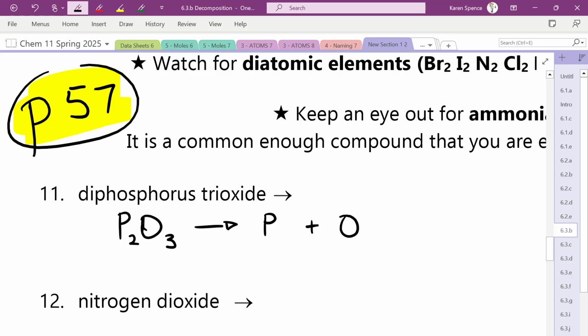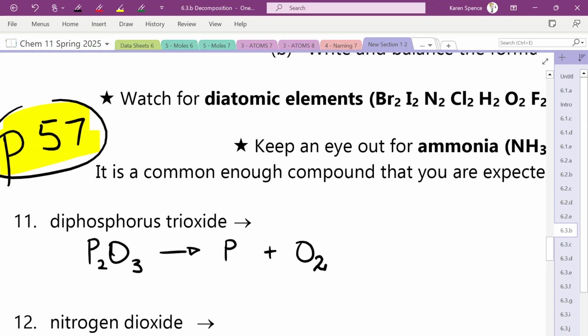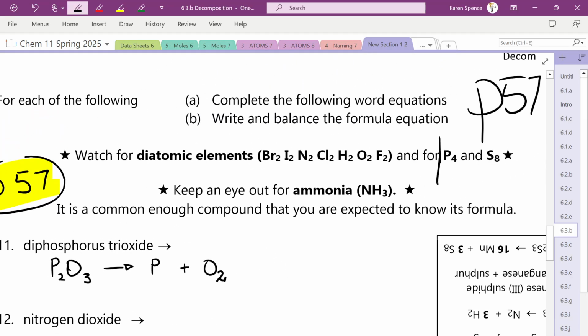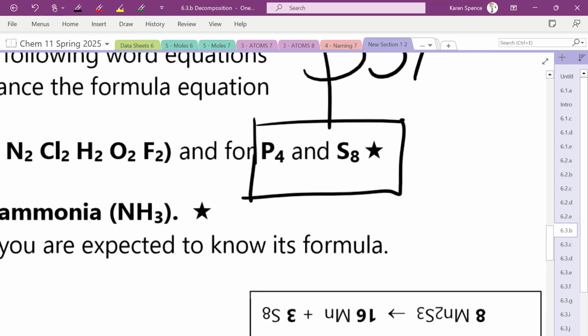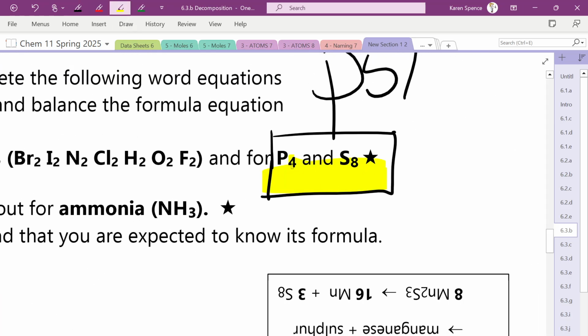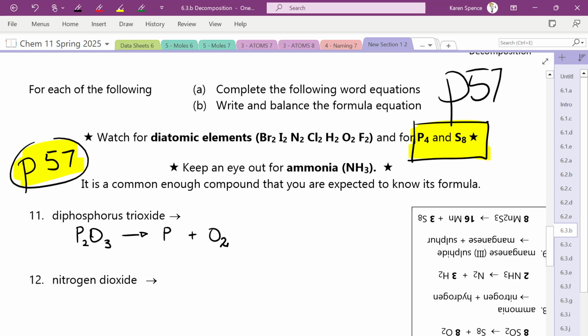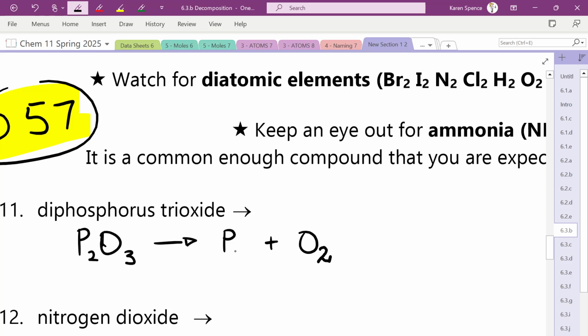Okay, now let's remind ourselves, anytime we make those, we need to say, are there any diatomics? Yes, there is an O, which is O2. Are there any other funny ones? Remember, I'm going to always put the funny ones up at the top with a star. And if I could highlight it for you, I would, but I can't. So you're going to have to remember to look for the star. Yes? P4, absolutely. And once you have those correct elements, then you can balance it.